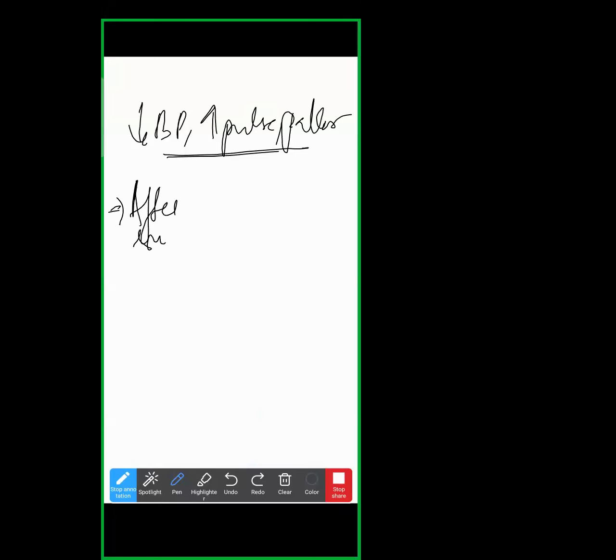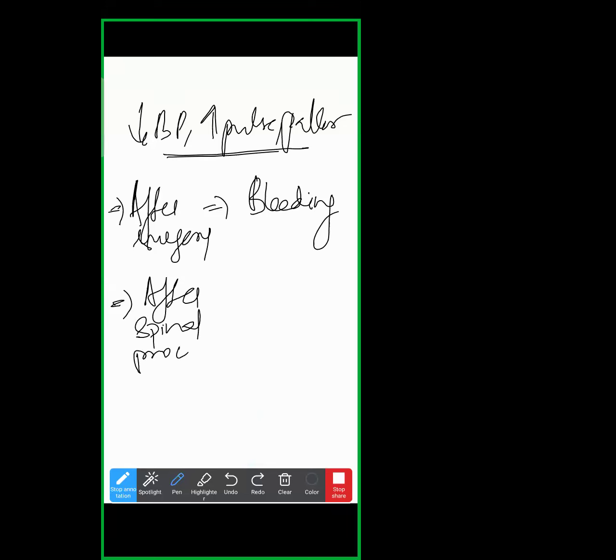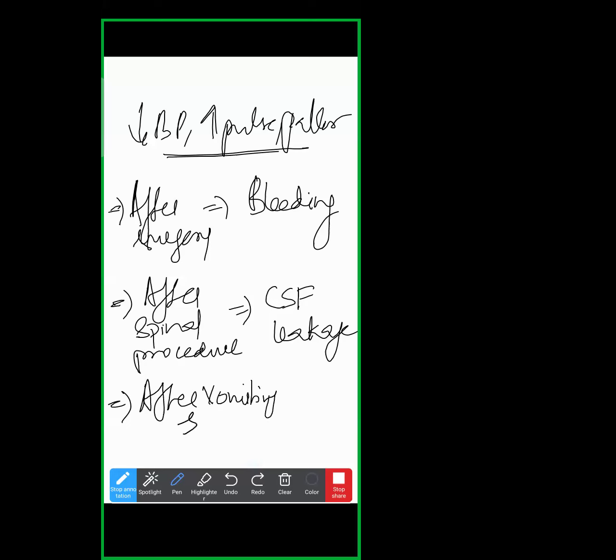After surgery, if you see these vitals, what is it? Bleeding. After a spinal procedure, if you see these vitals, that is CSF leakage. After vomiting and diarrhea, if you see these vitals, this is dehydration or hypovolemia.